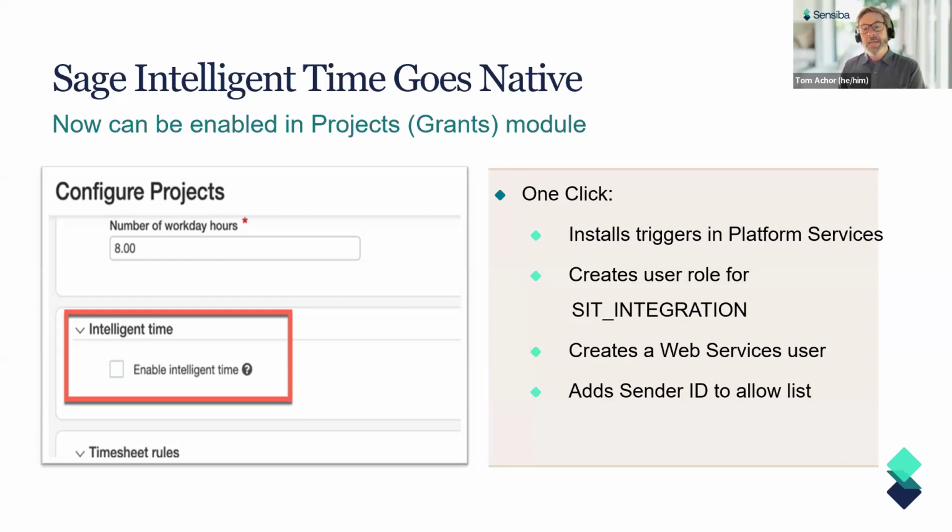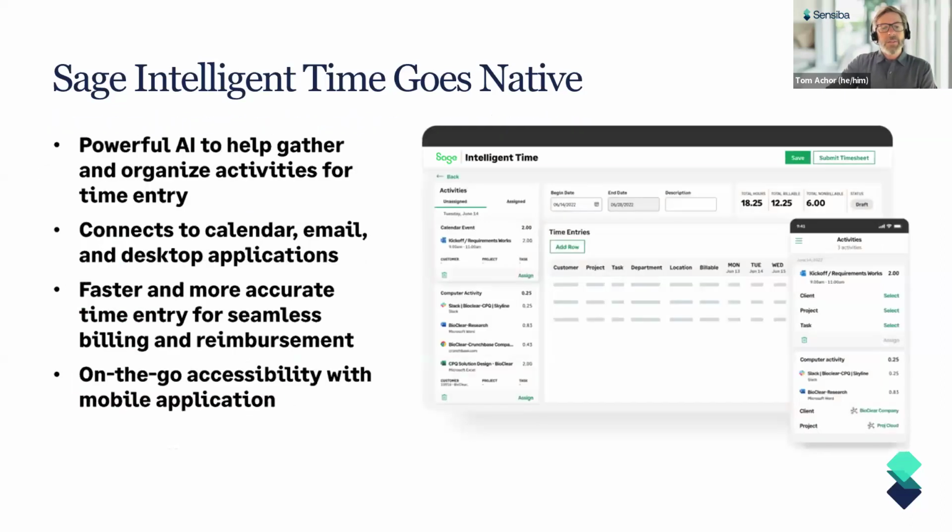And just by doing that, it installs the triggers in your platform services. It creates a user role for the Sage Intelligent Time integration, and it creates a web services user, and it adds the necessary sender ID to the allow list. So if you don't know what all that stuff means, basically it enables it all. And even though it is its own application, it is now fully integrated into your timesheets. Michael, if you go to the next slide and get a little preview of what that'll look like.